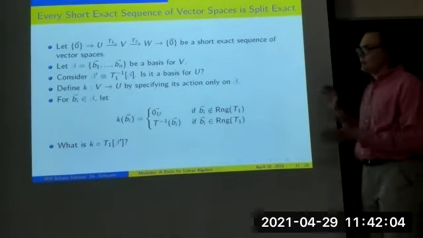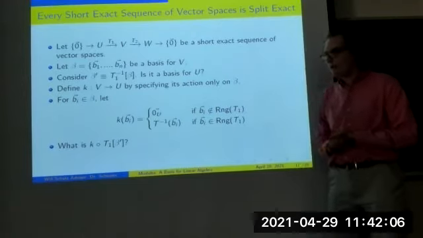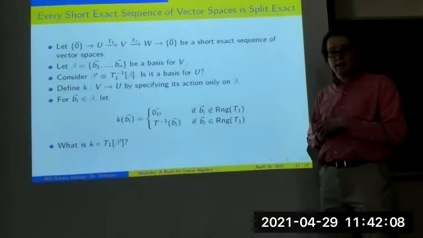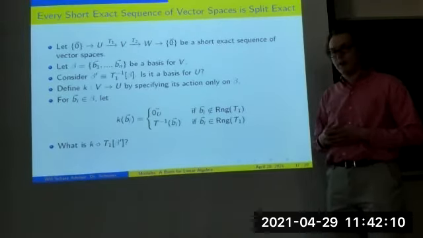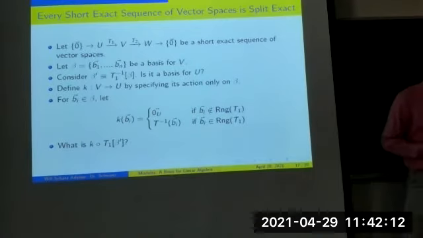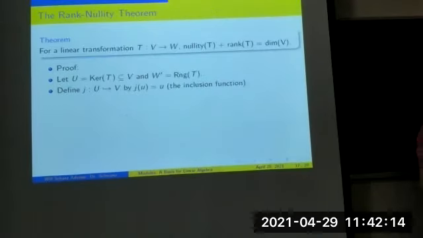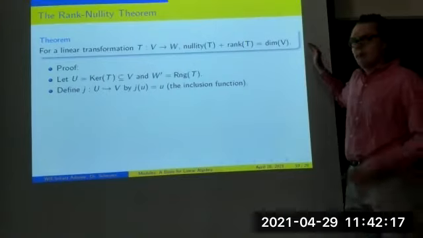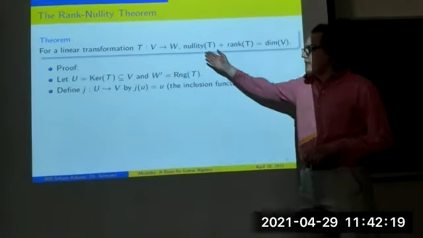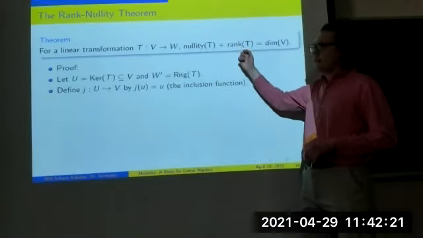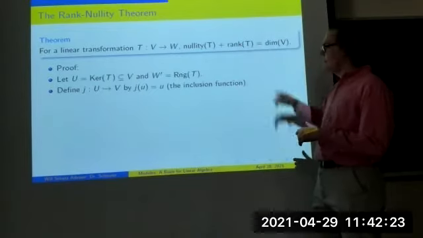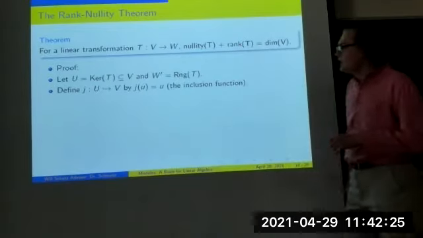Now, this is a complicated proof, but it allows us to produce a very simple and easy to understand proof of the rank nullity theorem that I would love to share with you. So, the rank nullity theorem states that the nullity, the dimension of the kernel, plus the rank, the dimension of the range, is the dimension of the domain space.